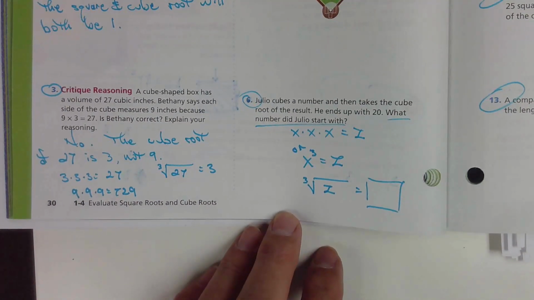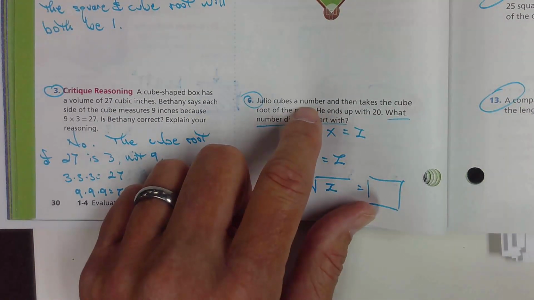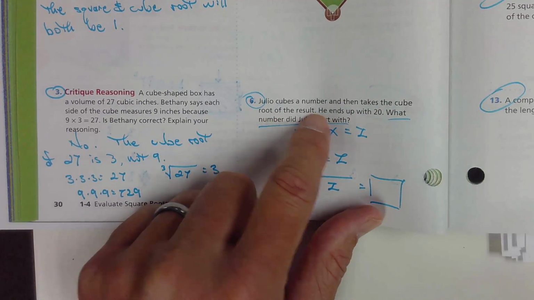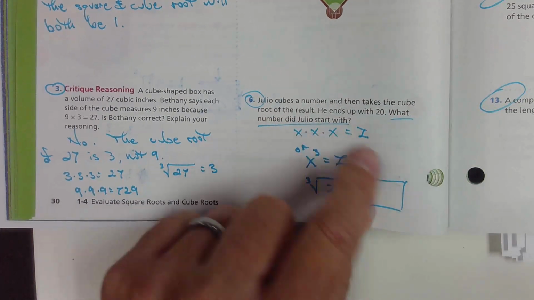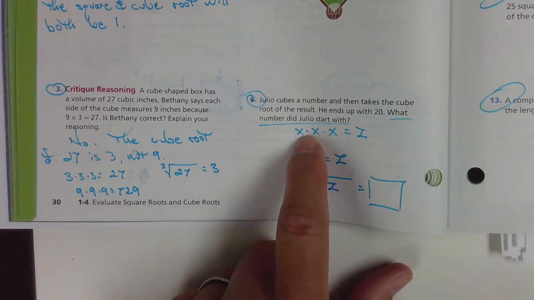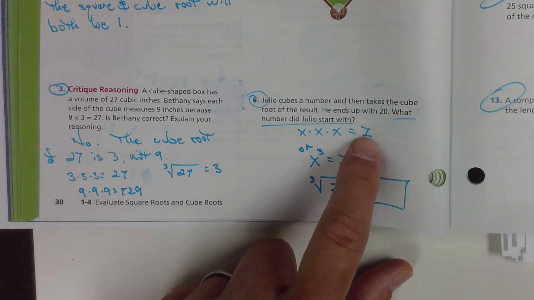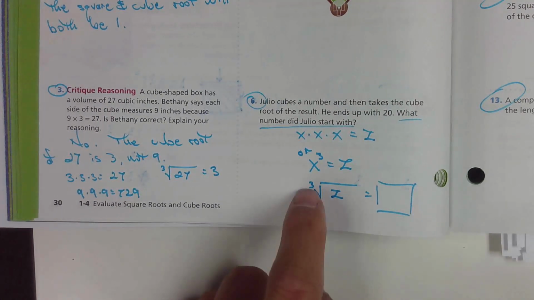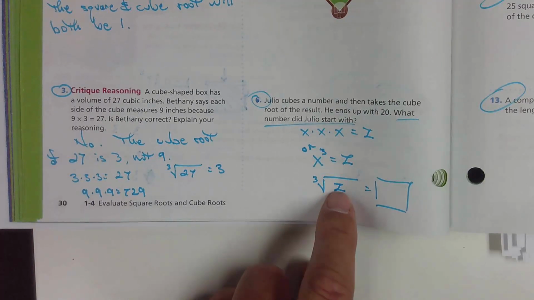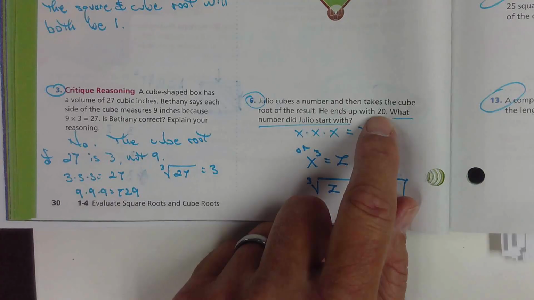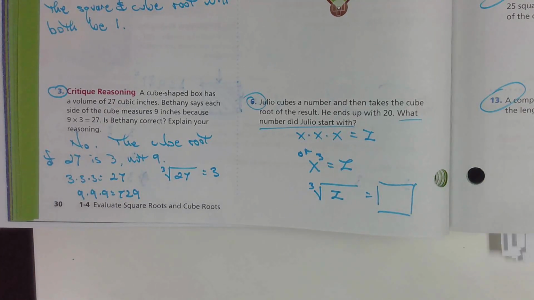Number 6. Julio cubes a number and then takes the cube root of the result. He ends up with 20. What number did he start with? So I just wrote down this as an example, but I want you guys to finish it. So x times x times x equals z, or x cubed equals z. So the cube root of z equals, and remember they gave you a number, he ends up with 20. So just be thinking about that.